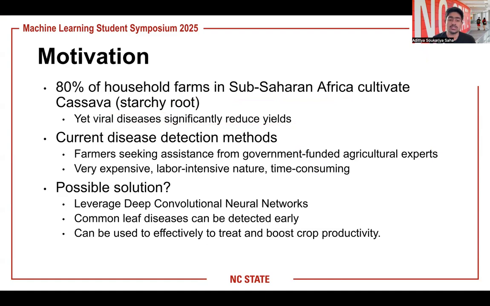So the possible solution is that we can leverage deep convolutional neural networks so that common leaf diseases can be detected early, and it can also be used to effectively boost and treat crop productivity.